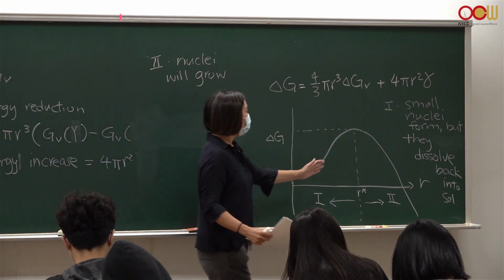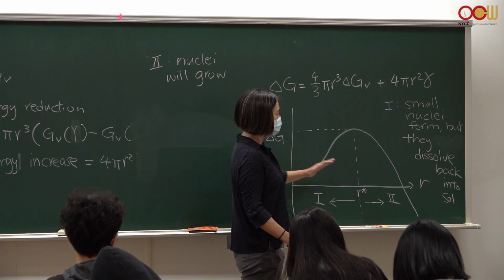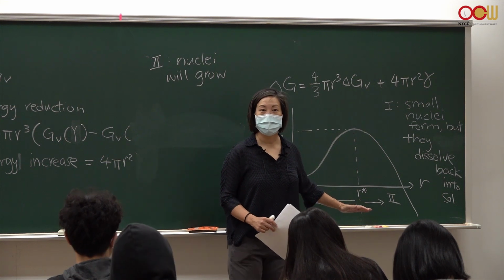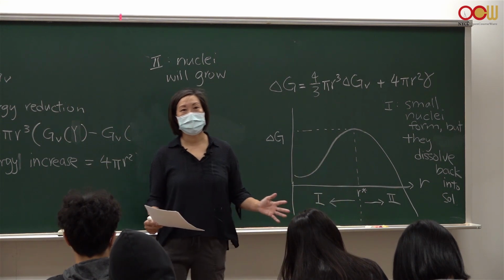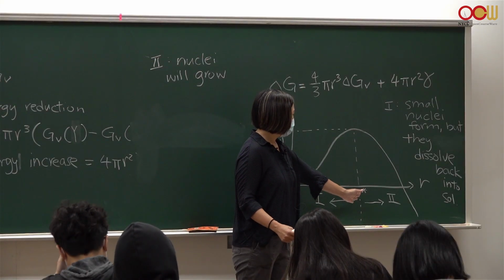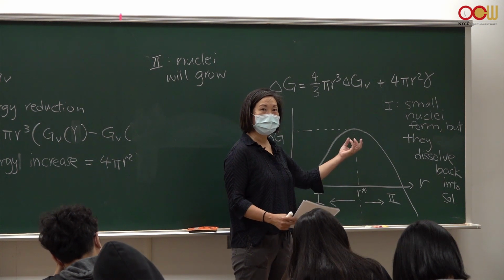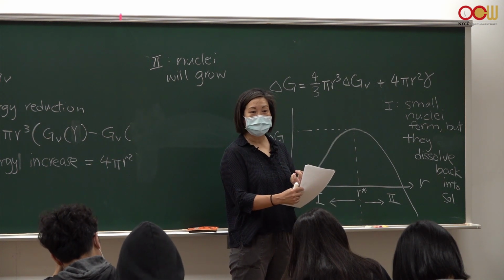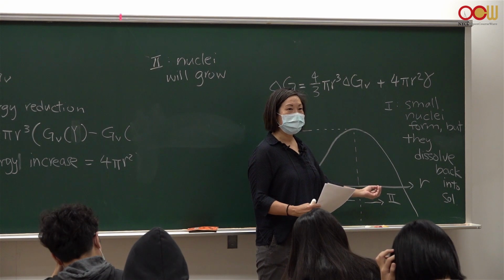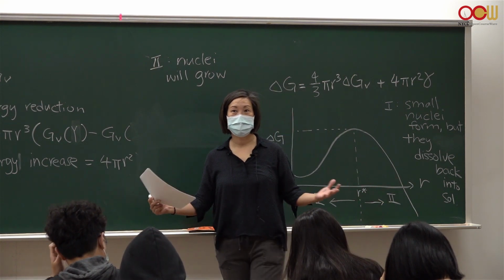So you could tell what will happen to the phase transformation by looking at the energy versus radius diagram. The system always wants to go to the lowest free energy possible. So with radii smaller than r star, the nuclei will shrink and dissolve away. With nuclei bigger than r star, the nucleus will grow and transform into a new phase.